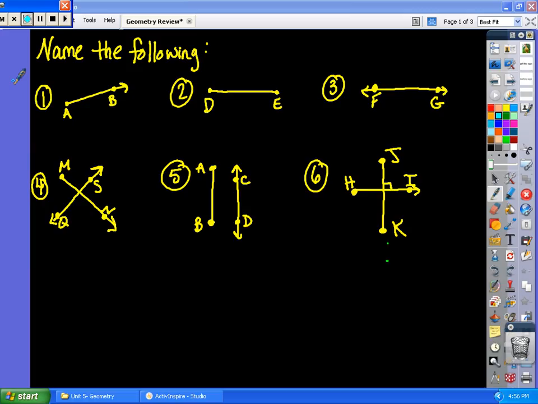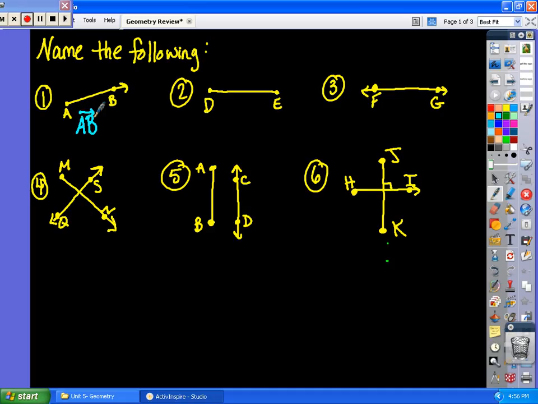Okay guys, let's do a geometry review. We're going to start with our lines, segments, and rays. And what this is asking us to do is name the following figures. So for number 1, we know that's a ray because it has an endpoint and then continues on in a line. So to name this figure, we would write A, B, with the ray symbol over the top.